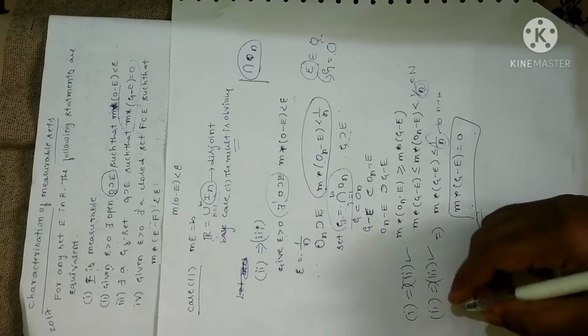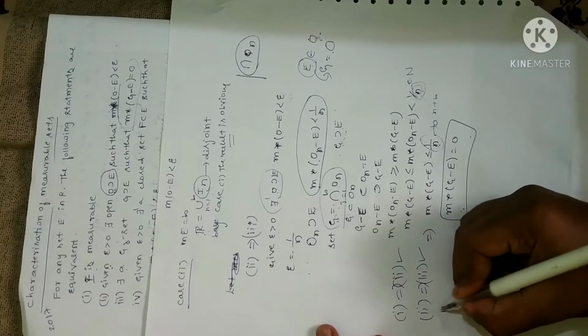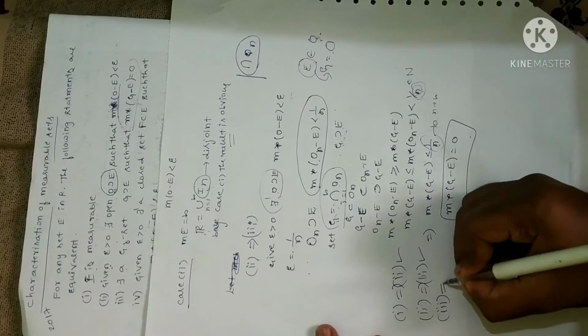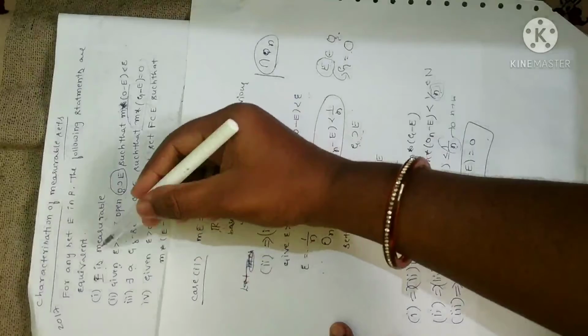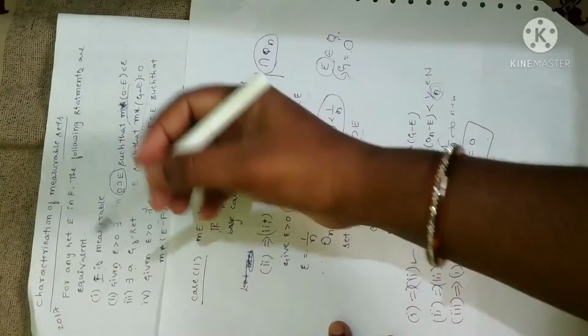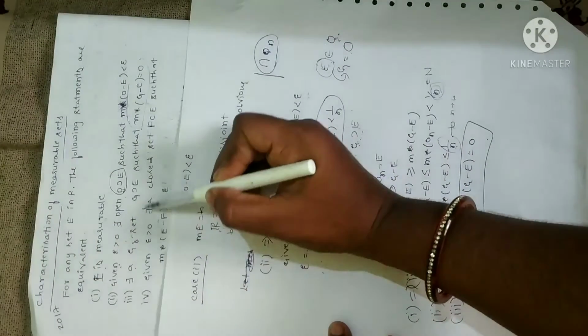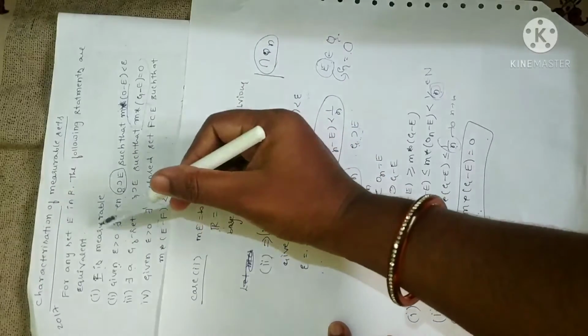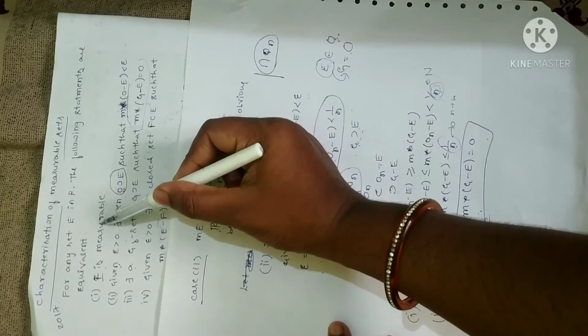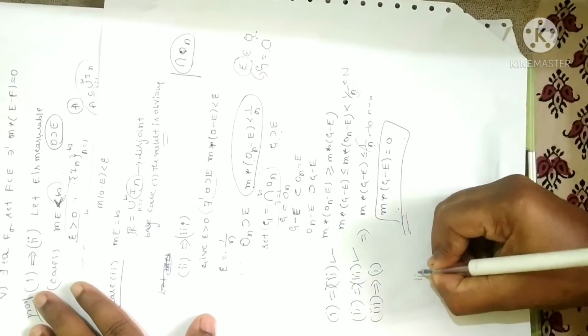Fine. Next we have to prove that 3 implies 1. Let me prove 3 implies 1. 1 is interrelated to the other. In the sense, we have to assume that this condition is true and we have to prove that E is measurable. Clear? Now let me prove 3 implies 1.